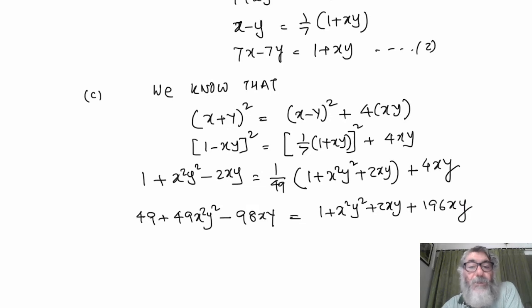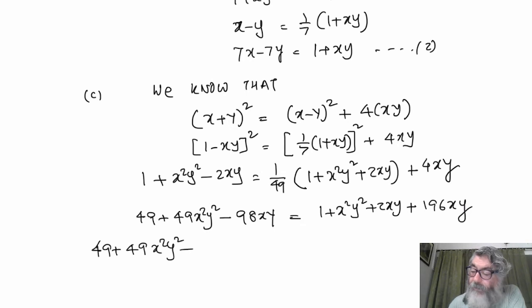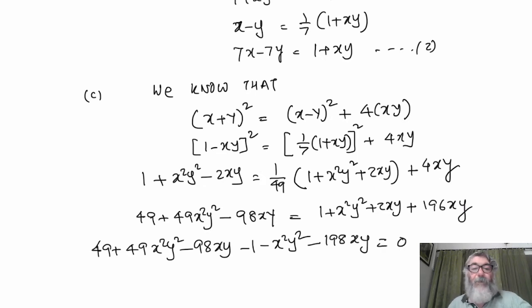Now we bring all the terms to the left hand side. 49 plus 49 x square y square minus 98xy minus 1 minus x square y square, and 196 plus 2 is 198, so it will become minus 198xy, equal to 0. Is that clear?